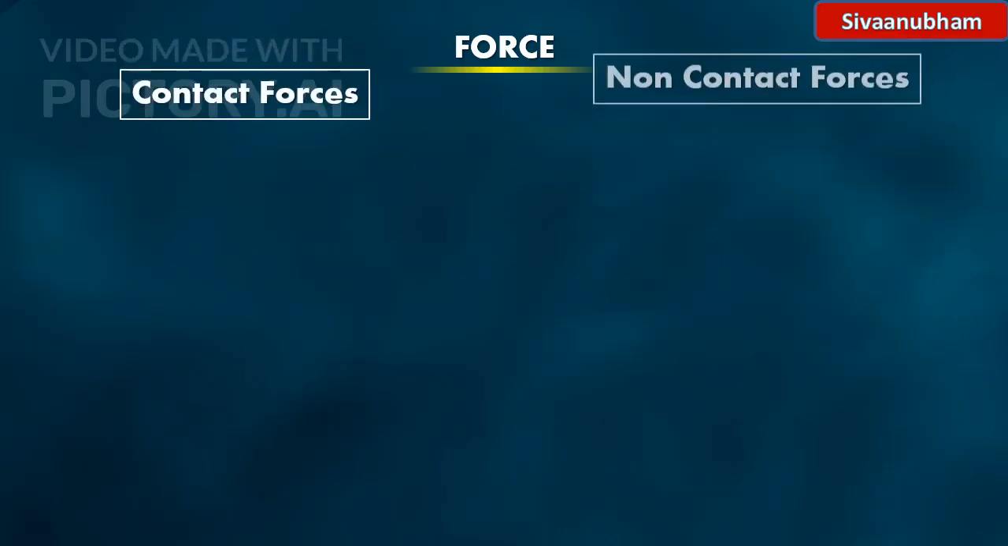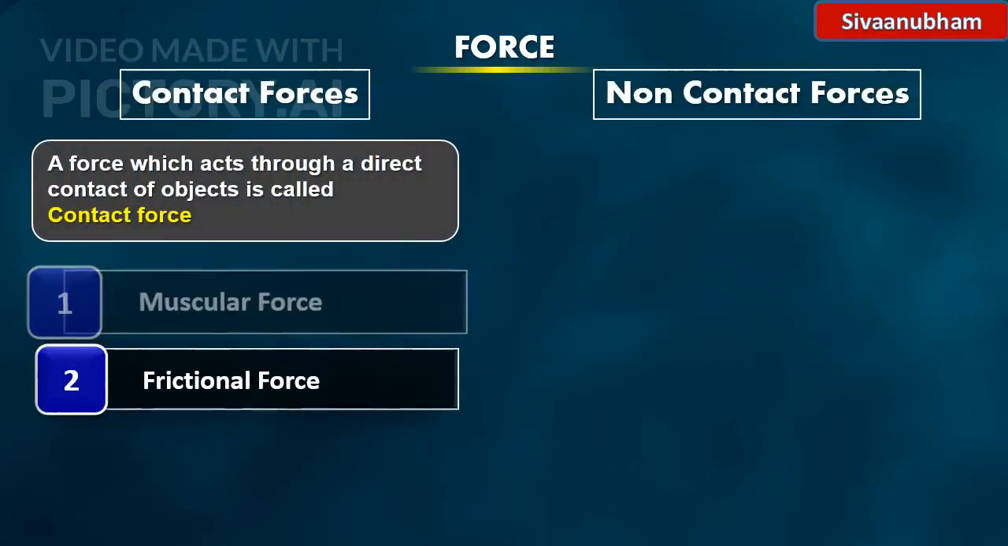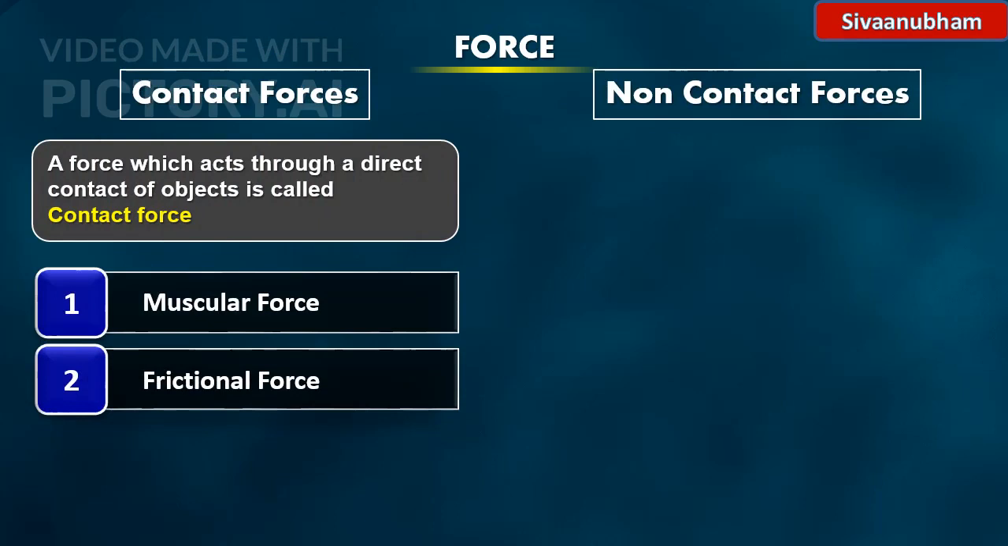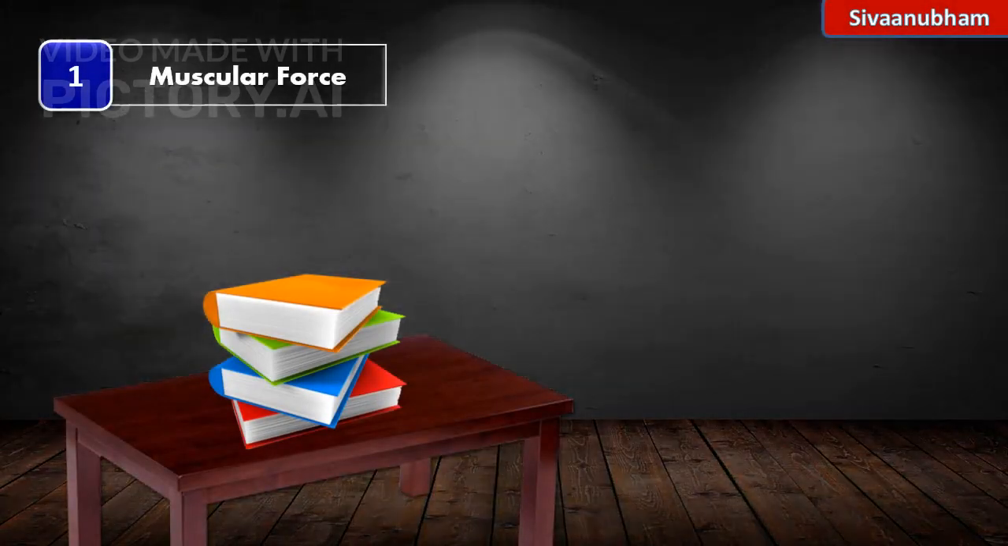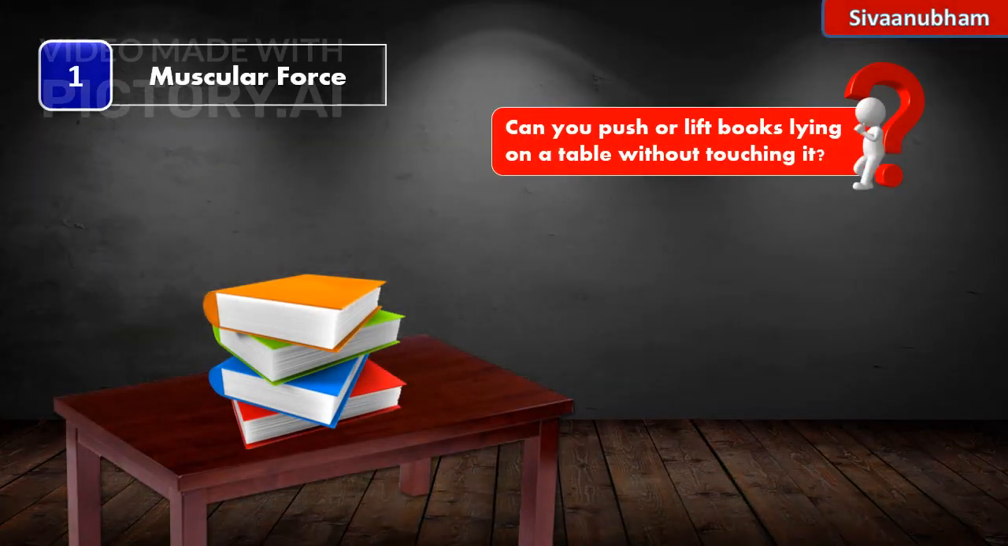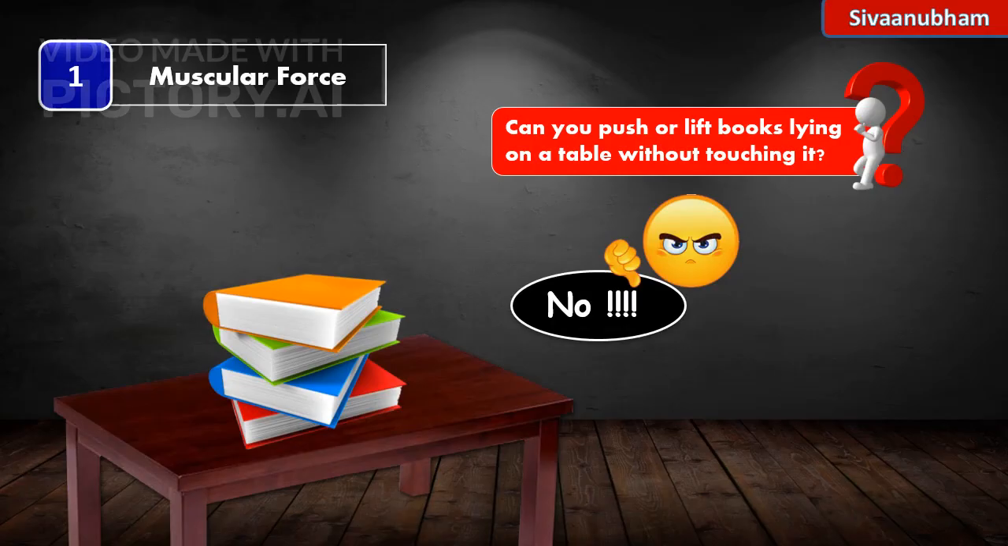Contact forces are those that act through direct contact between objects. Examples include muscular force and frictional force, which require physical interaction to exert their effects. Muscular force is the force resulting from the action of muscles, requiring direct contact with the object. This type of force is essential for tasks like lifting or pushing objects.